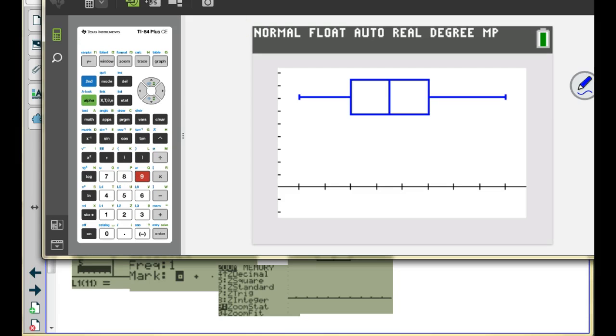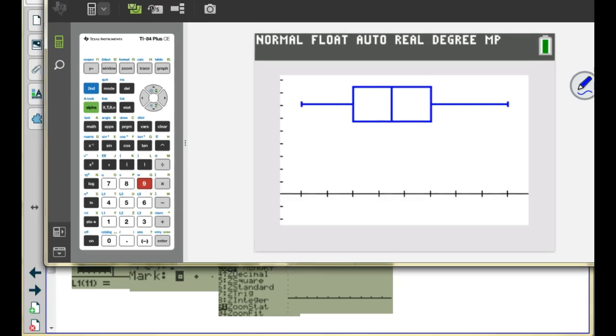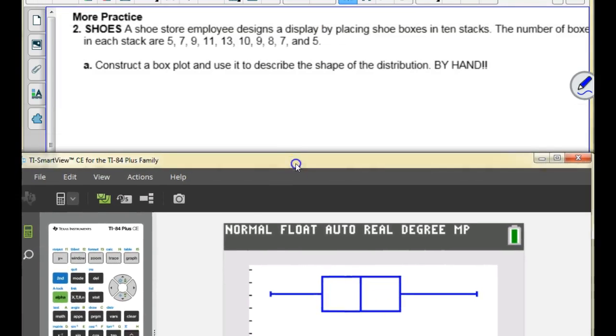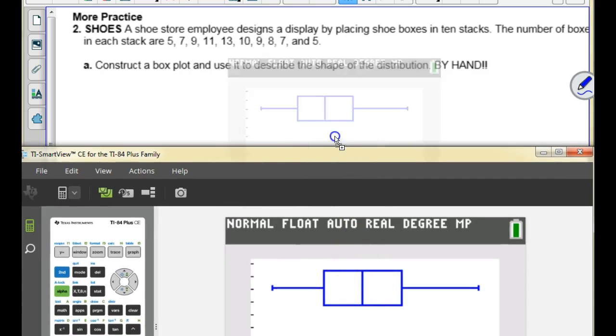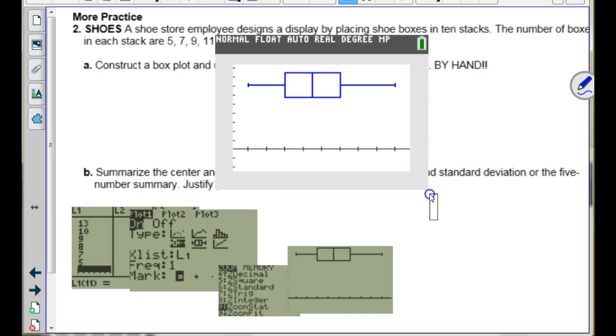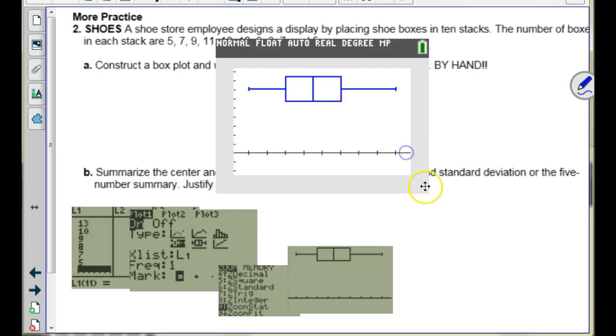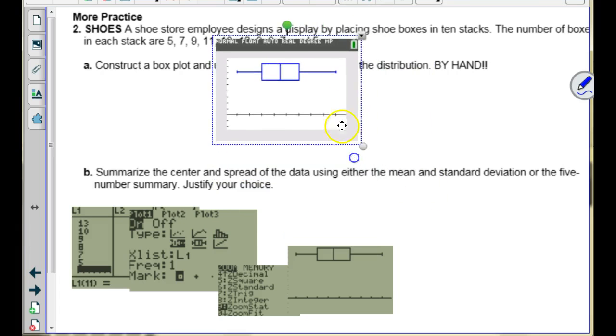Everybody's looking like this. Okay. Does not look to be too stretched out to me. Does it seem okay to you? Not that there are definitely no outliers, and it doesn't really look skewed to me.